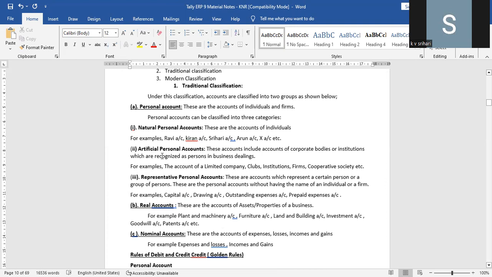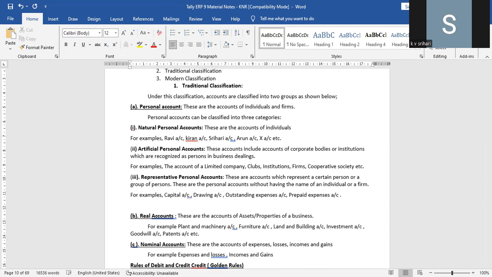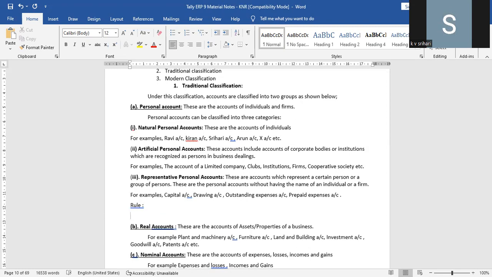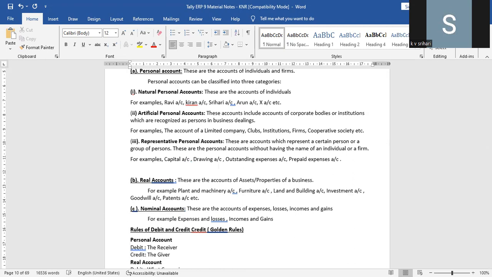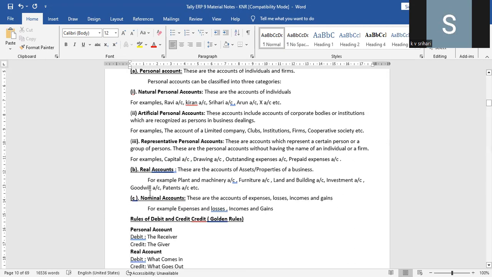Next one, real account. I explained the real account rule previously also. Tell me the real account rule and the personal account rule, Nana. Personal account: debit the receiver, credit the giver. Next, real account: debit what comes in, credit what goes out.